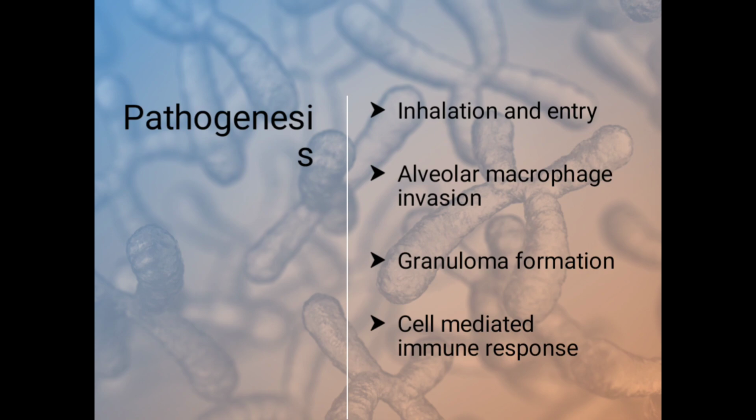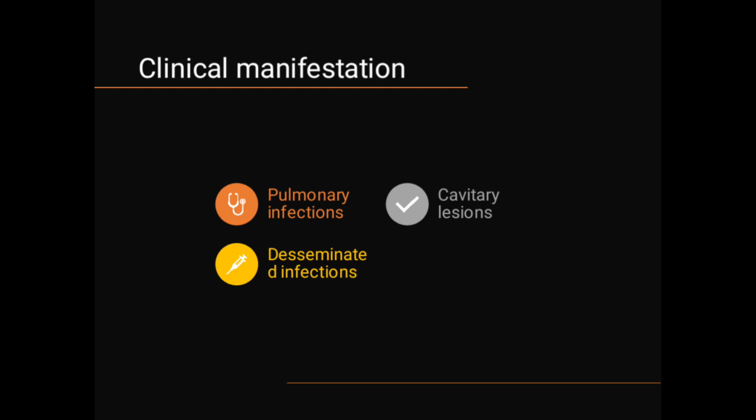And the last one is cell mediated immune response. The host's cell mediated immune response, particularly T cell activation, plays a crucial role in controlling the infection. However, in individuals with weakened immune system, such as those with HIV, AIDS, or other immunocompromising conditions, Mycobacterium kansasii infections can become more severe. Next, we will discuss the clinical manifestation of Mycobacterium kansasii.